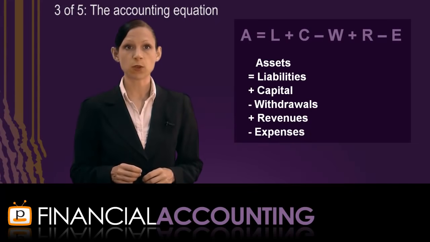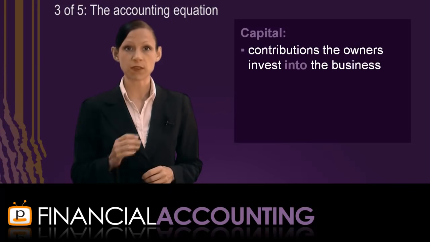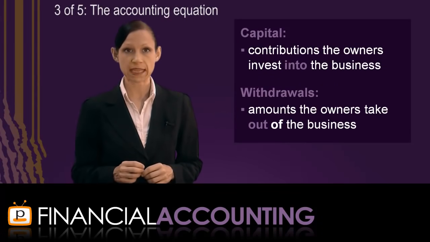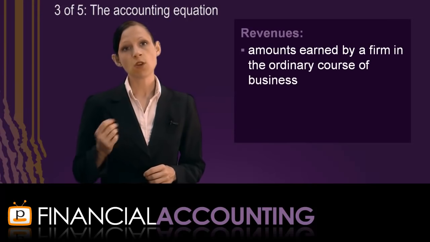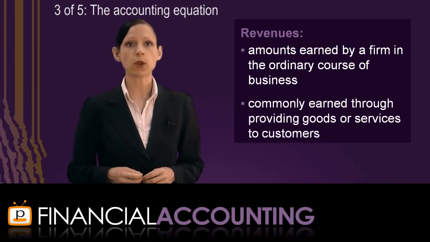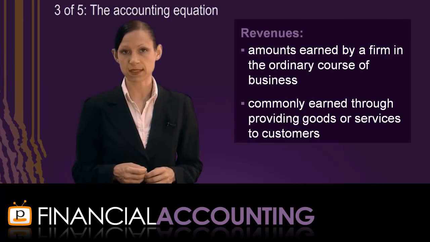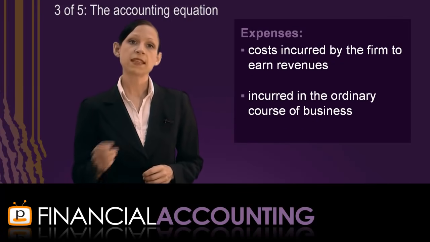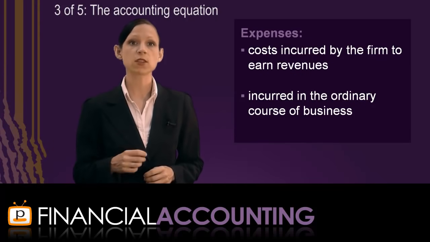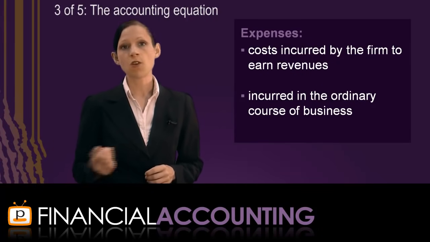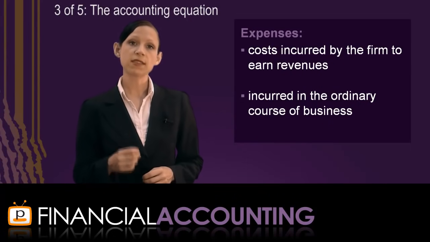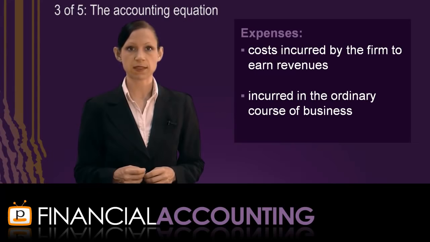Capital represents the value of the contributions the owners have invested into the business, while withdrawals represent the amounts the owners have taken out of the business. Revenues are amounts earned by a firm in the ordinary course of business and are commonly earned through providing goods or services to customers. Expenses are generally costs incurred in the ordinary course of business in the process of earning revenues. For example, in order to run a business, you may need to rent an office, and this cost is an example of an expense.